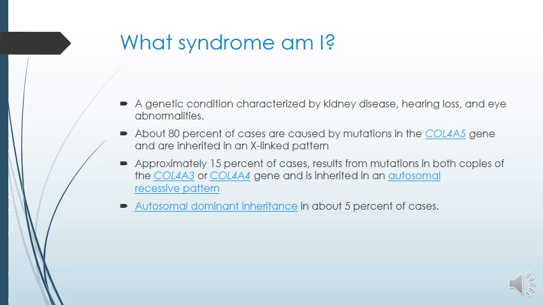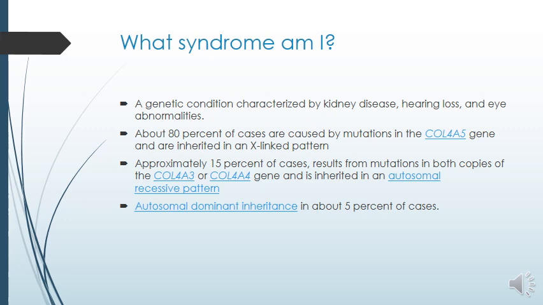What syndrome am I? I'm a genetic condition characterized by kidney disease, renal loss, hearing loss, and eye abnormalities. About 80% of cases are caused by mutations in the COL4A5 gene and are inherited in an X-linked pattern. Approximately 15% of cases result from mutations in both copies of the COL4A3 or COL4A4 gene and are inherited in an autosomal recessive pattern, and autosomal dominant inheritance is found in about 5% of cases.